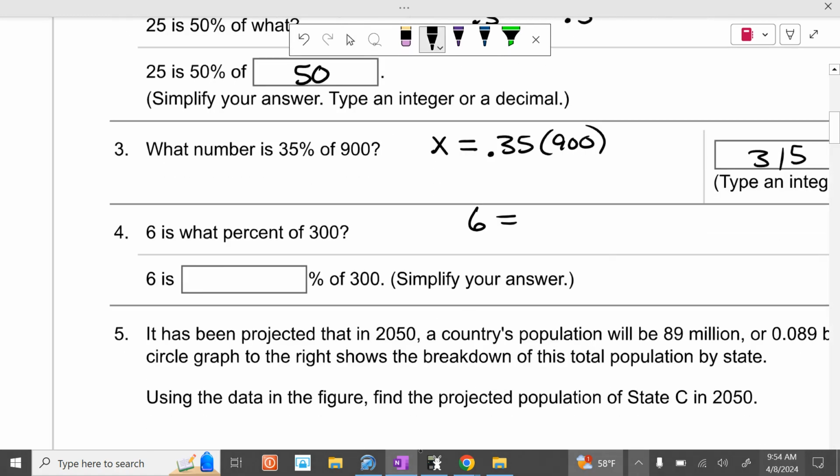6 is what percent of 300? So divide by 300. So you get 0.02, which is 2%. Okay, so the first four problems are all that.